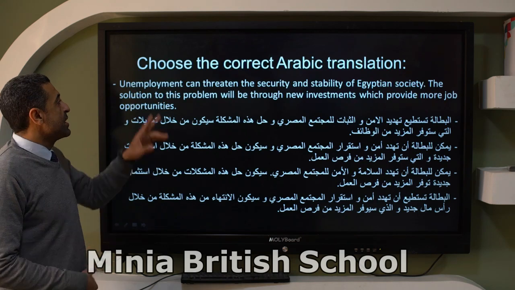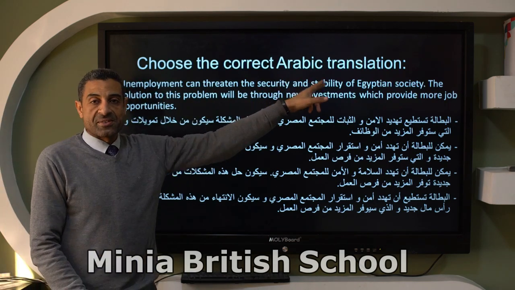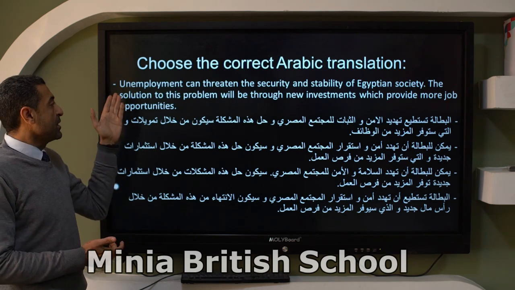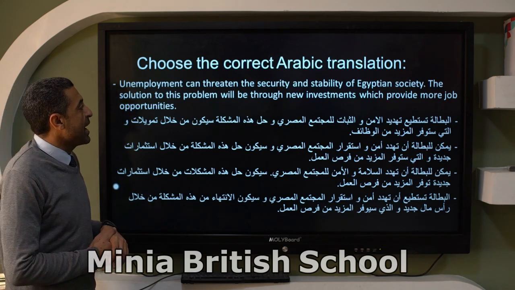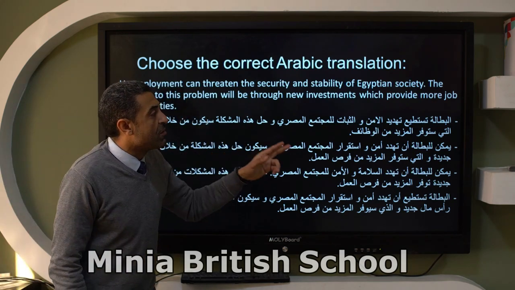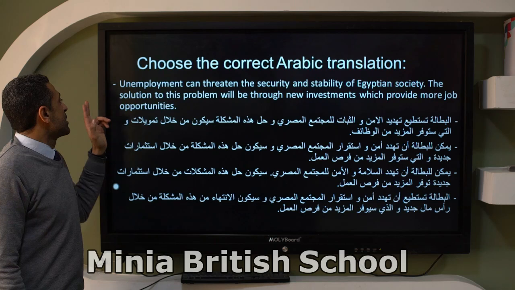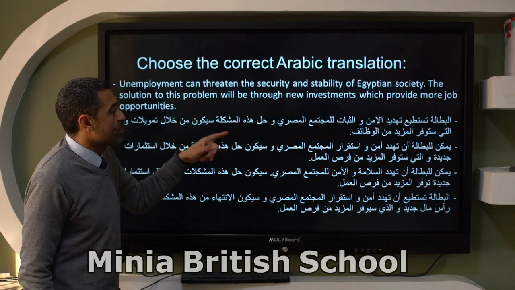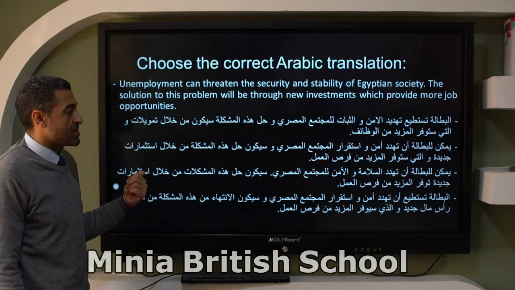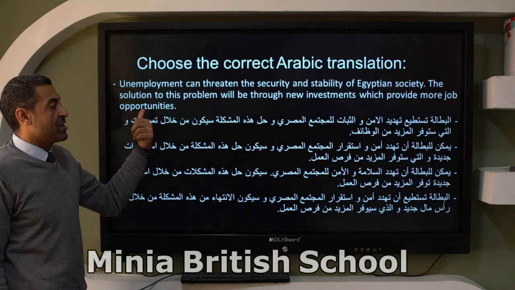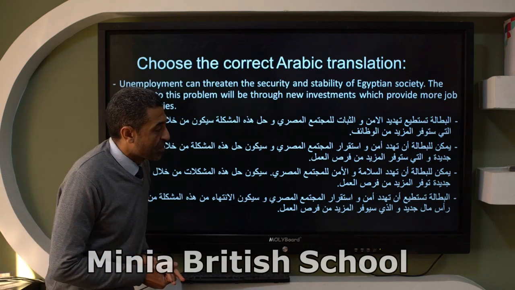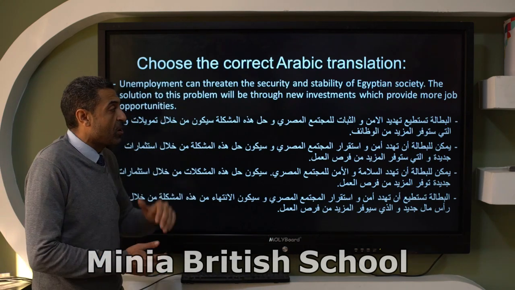And the second sentence is to choose the correct Arabic translation. And the sentence is written in English, as you can see. Unemployment can threaten the security and stability of Egyptian society. The solution to this problem will be through new investments which provide more job opportunities. So here, unemployment in Arabic is al-batala. But which sentence is correct? All sentences have the same word, al-batala.